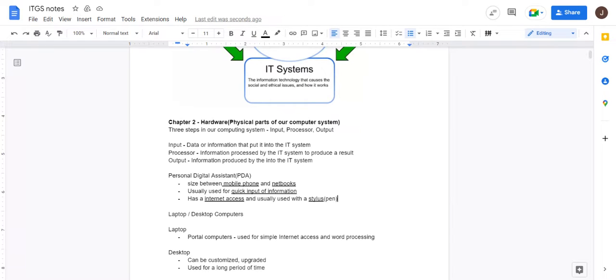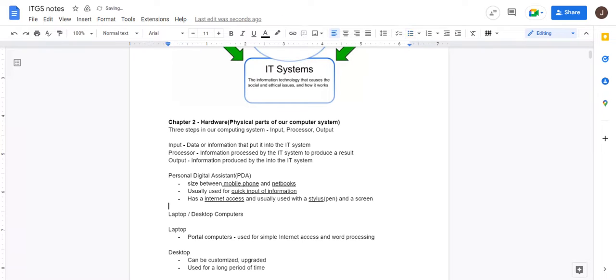The next thing is that it is usually used for quick input of information. So basically, you put in information quickly and in large amounts, and it has internet access, and it's usually used with a stylus, which we call a pen, and a screen. Yeah.